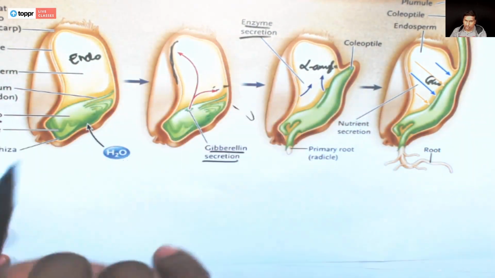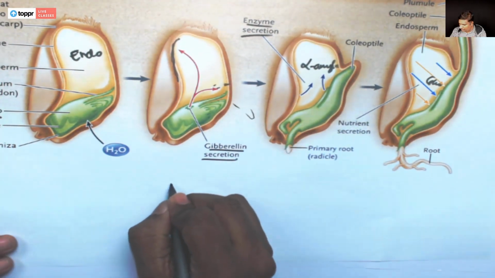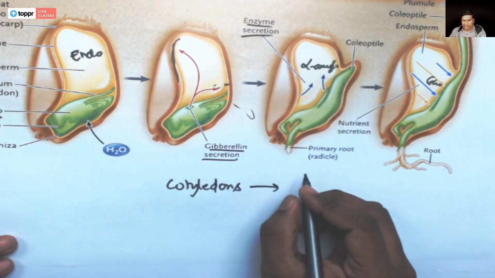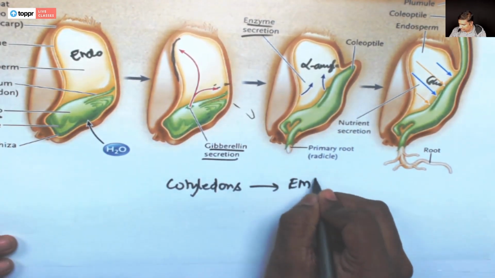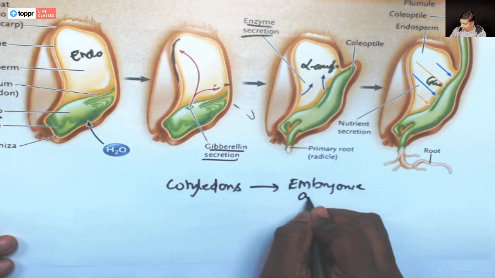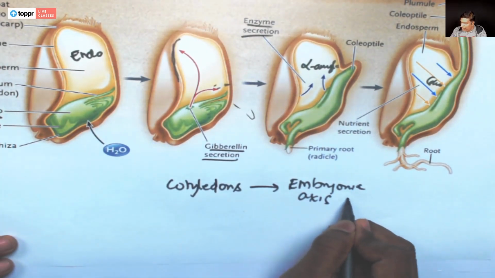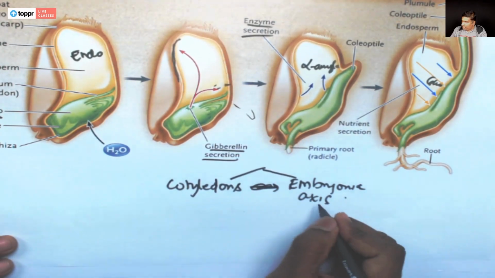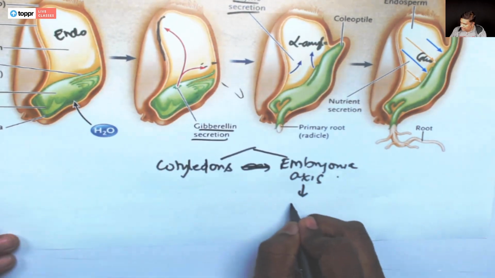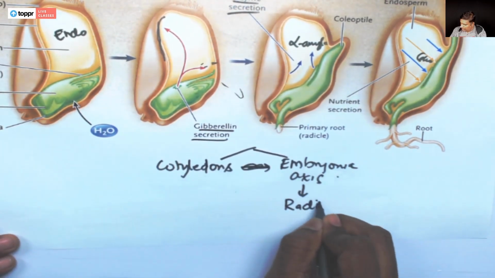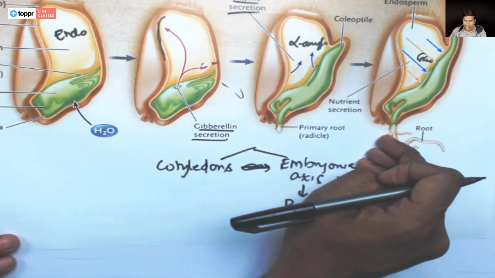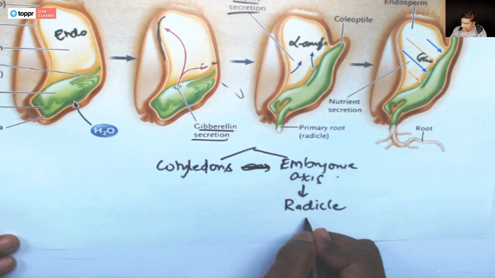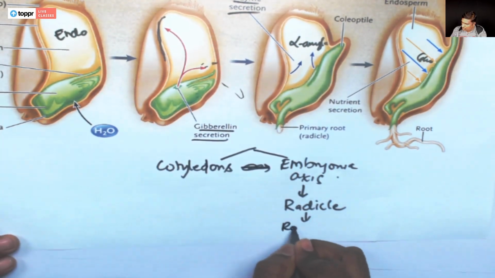Basically, the embryo has two components at this stage. One is cotyledons, and the other component is your embryonic axis. From one end of the embryonic axis, you will see the development of radicle. Now this radicle will ultimately form the root system.